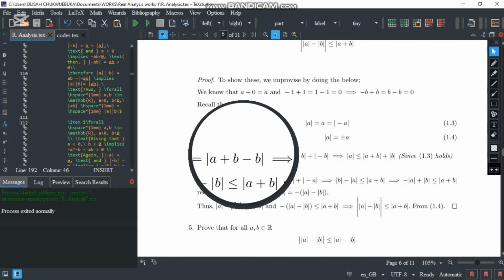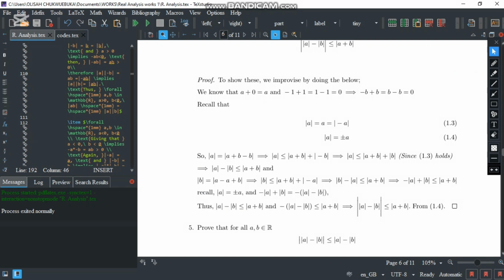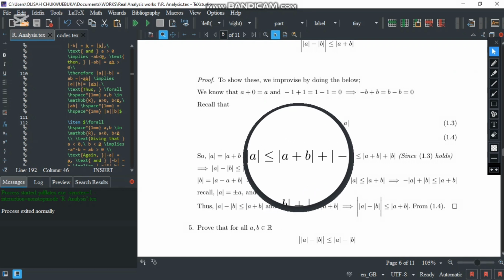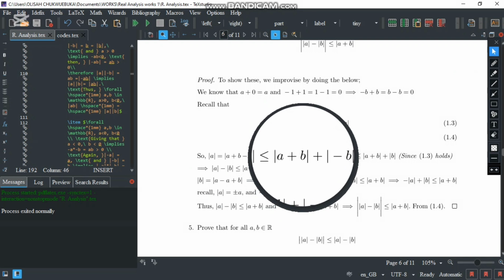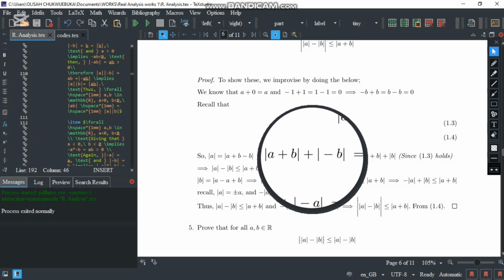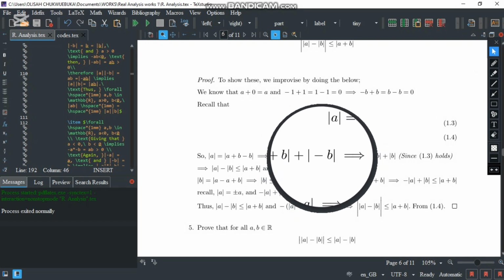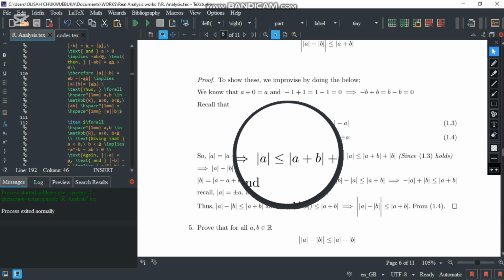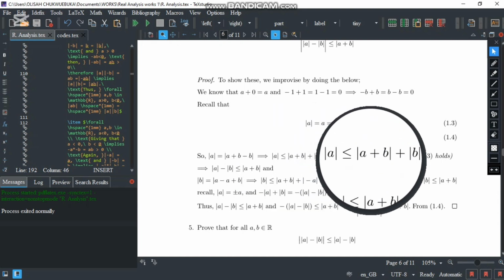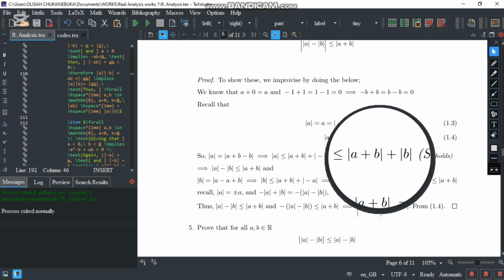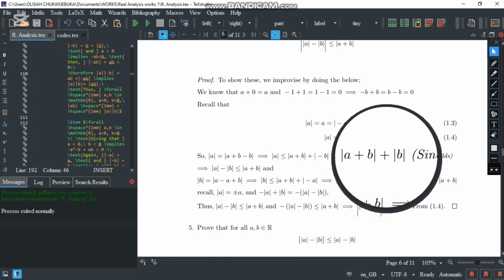So that implies that the absolute value of a is now less than or equal to the absolute value of a plus b, plus the absolute value of negative b. This is the triangular inequality. So which implies that the absolute value of a is now less than or equal to the absolute value of a plus b plus the absolute value of b.